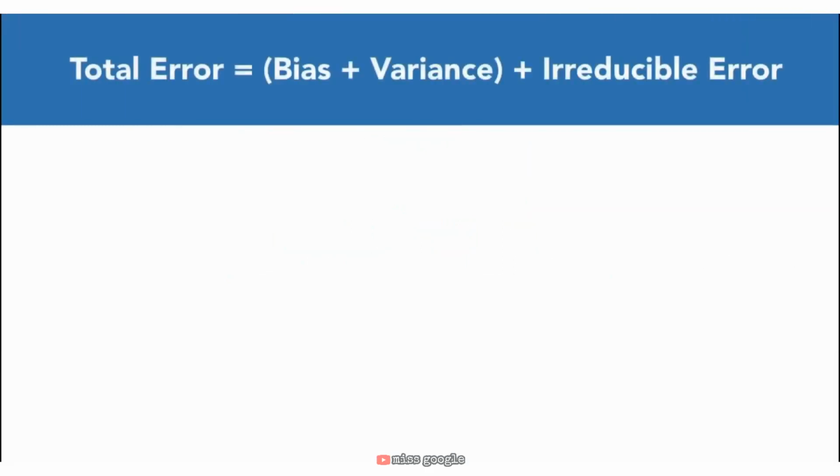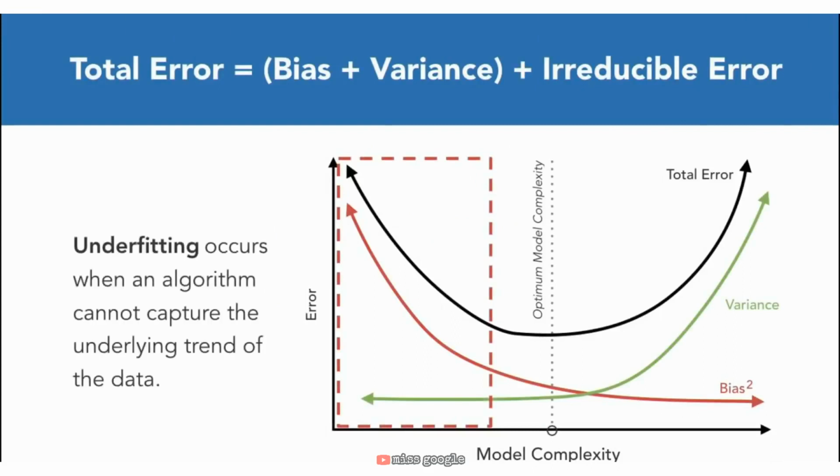So lastly, just to summarize, underfitting occurs when an algorithm cannot capture the underlying trend of the data. And that happens when we have a model that is too simple with high bias and low variance, which results in a high total error.